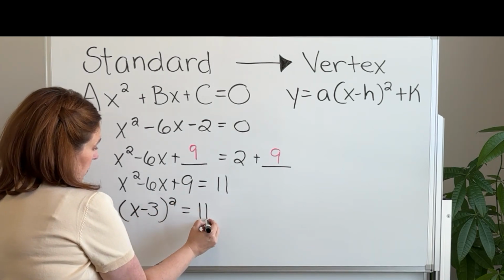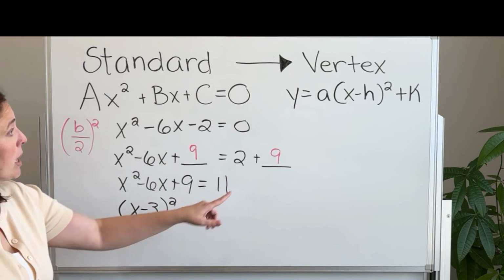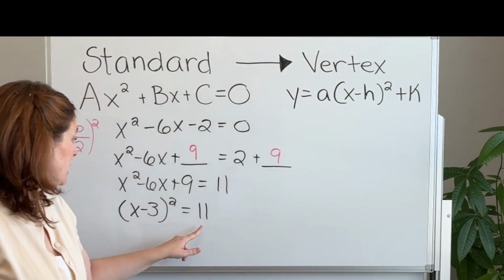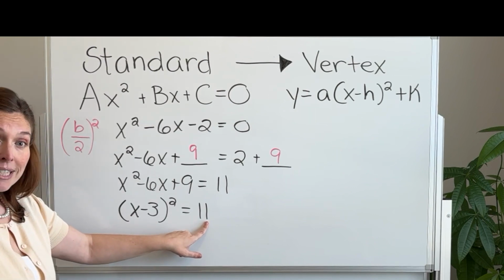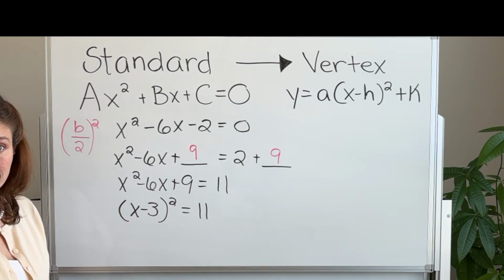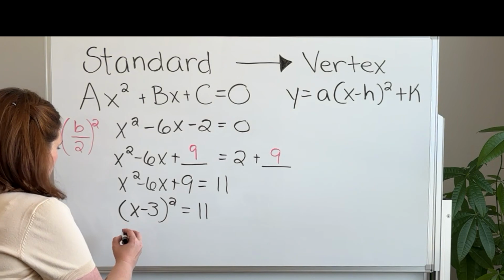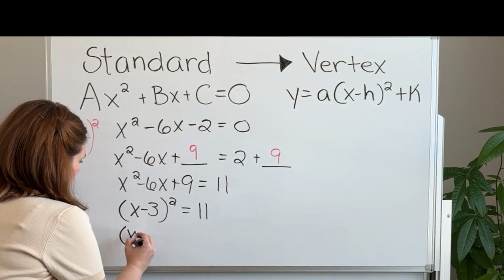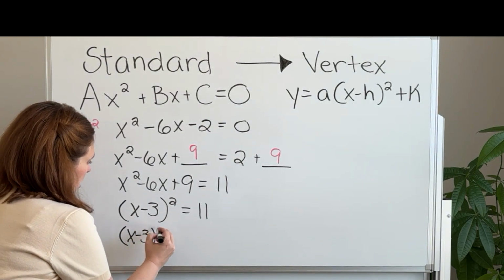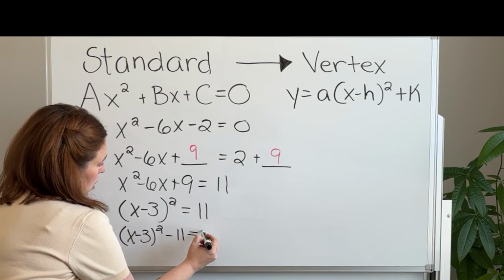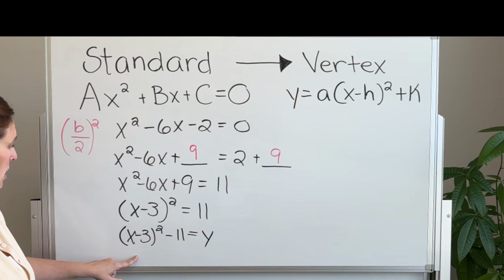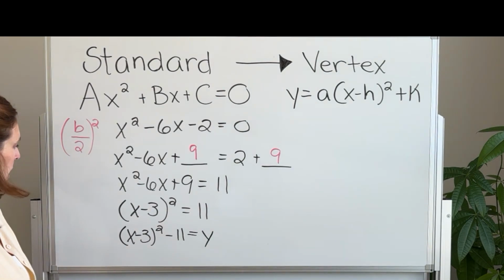equals 11. But we want it to match vertex form, so we need to bring this 11 back over. If it's positive 11 on this side, what do we have to do to get rid of it? Subtract it. So this is going to be (x minus 3) squared minus 11 equals y. So now we have it in vertex form.